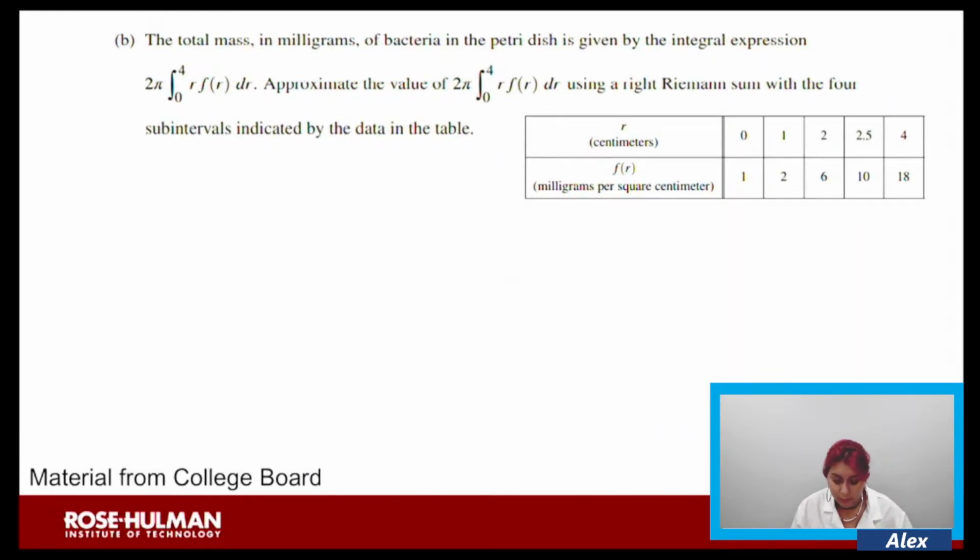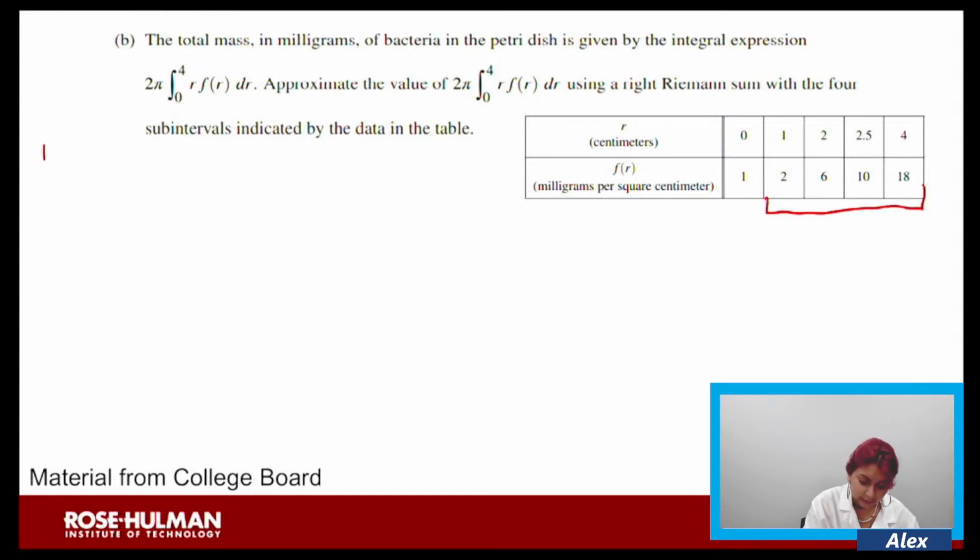For part B of this problem, the total mass in milligrams of bacteria in the Petri dish is given by the integral expression of 2 pi times the integral of r times f of r dr from 0 to 4. Approximate the value of this integral using a right-Riemann sum with the 4 subintervals indicated by the data in the table. This one is a little bit more involved because we specifically have to do a right-Riemann sum, but that's okay because we have all 4 values that we need.